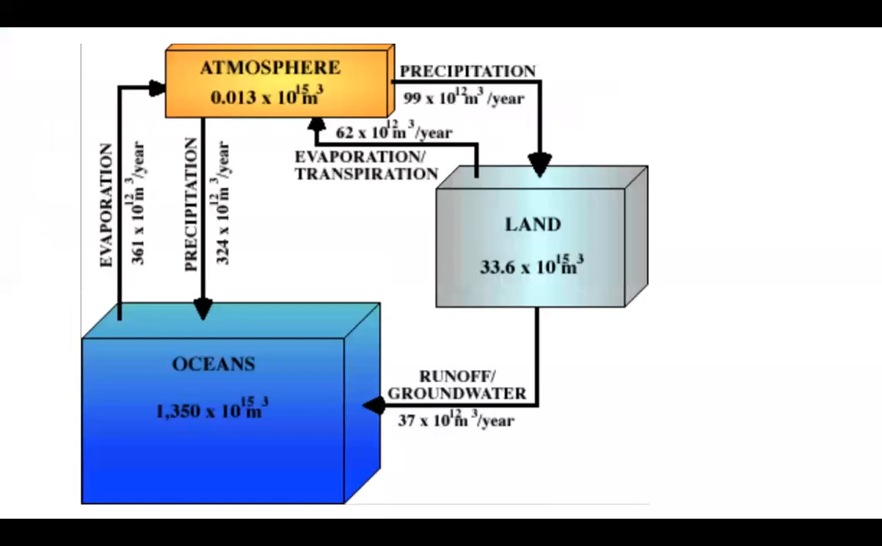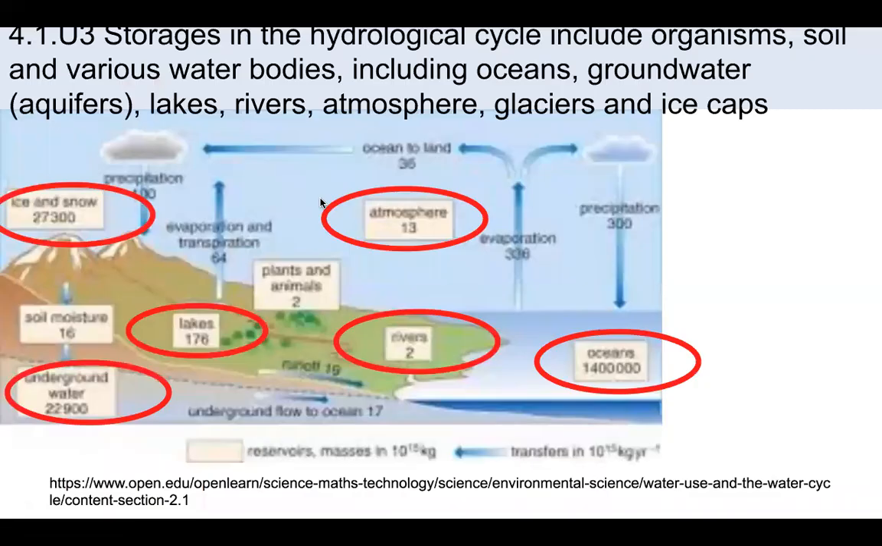Here's a little systems diagram kind of showing storages and flows of the water cycle. So you can see our three storages here, oceans, land, and atmosphere, and then flows going in between each of those with relative volumes of water, 10 to the 15 cubic meters, which is a very, very large number, a lot of zeros.